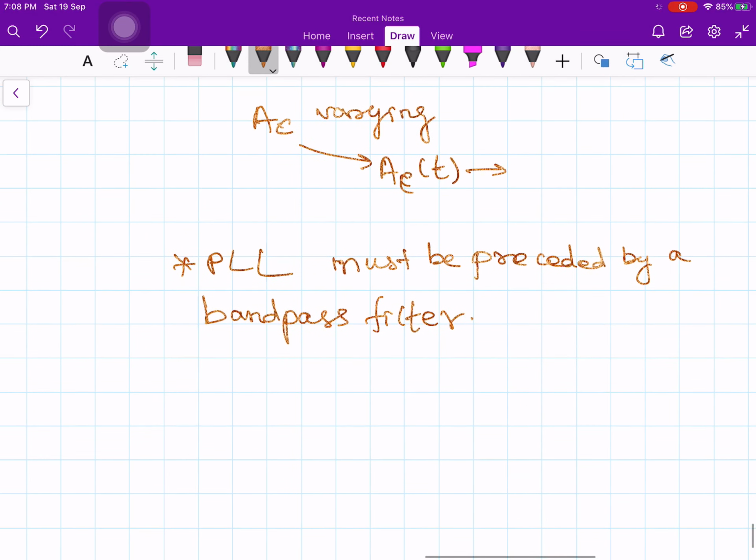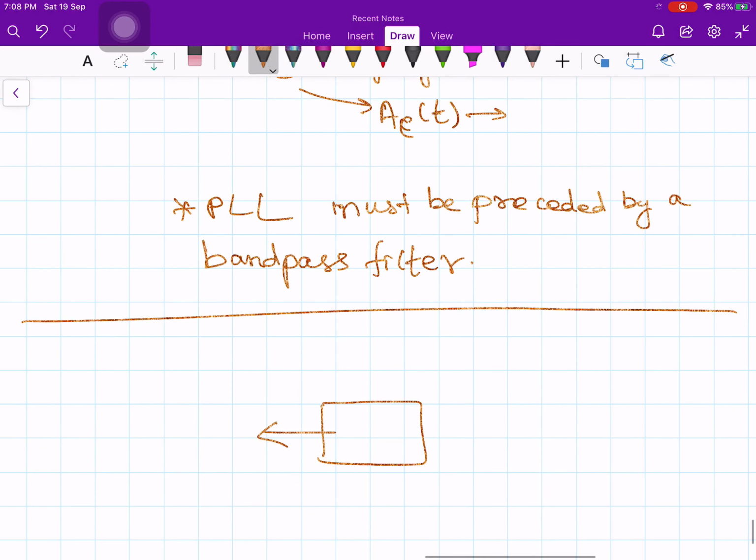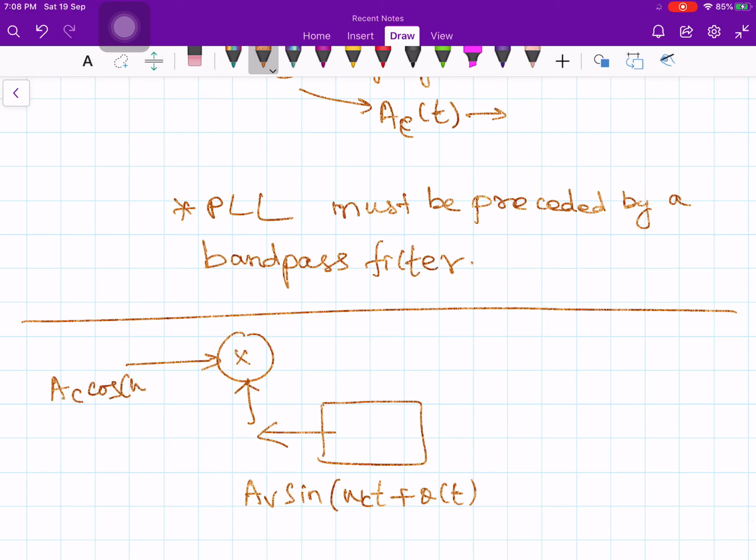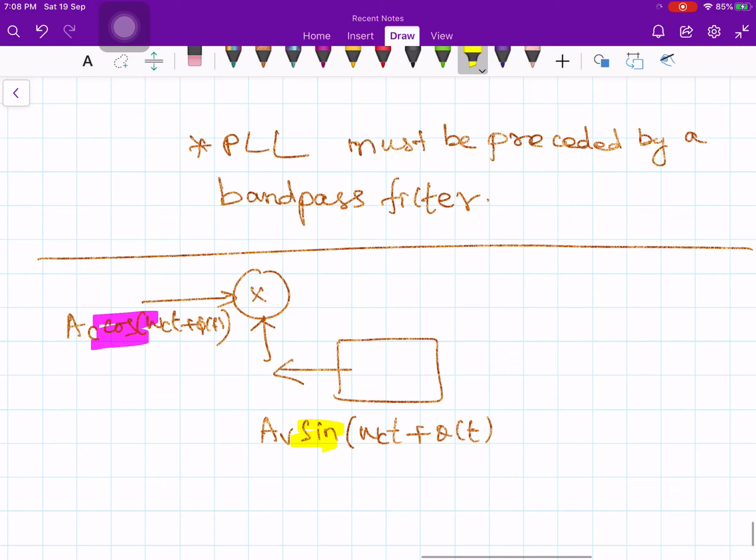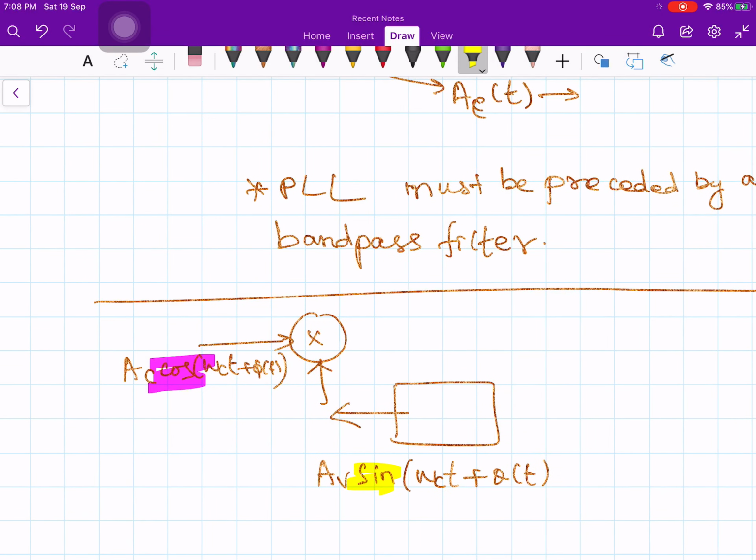And one more point I would like to point out here. In the voltage controlled oscillator, the output is, we said, AV times sine of omega ct plus theta of t, and in the phase detector, the input is, we said, AC times cos of omega ct plus phi of t, if you recall this. In one place I have taken the cos function, and in the other place I have taken the sine function. Why? I have taken the input signal to be a cosine function, and the output of the voltage controlled oscillator to be a sine function. Why did I do that?